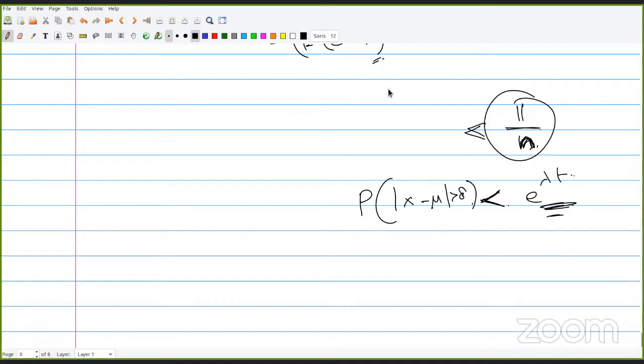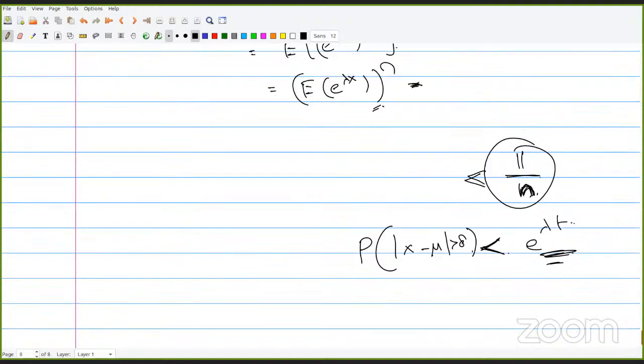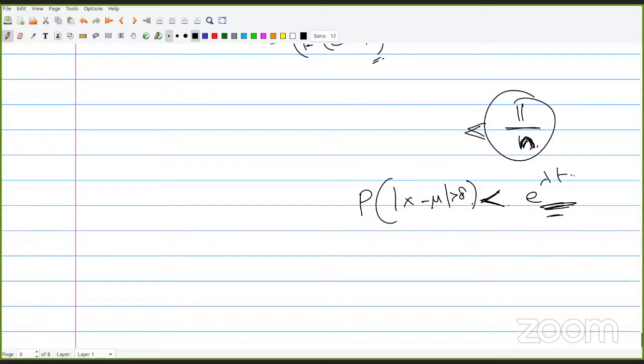A small doubt, sir. I have done the last additional content on bounds, upper bound and lower bound. Actually, the e power lambda t square by 4 in the MGF, which they have given. Where is it given?